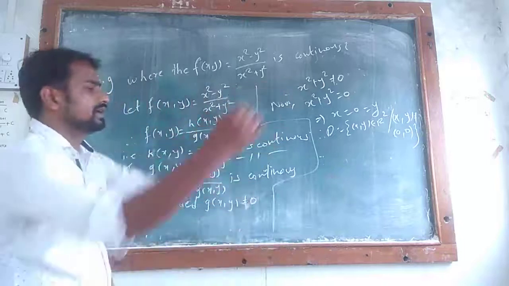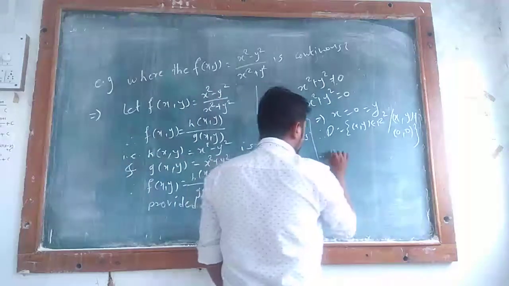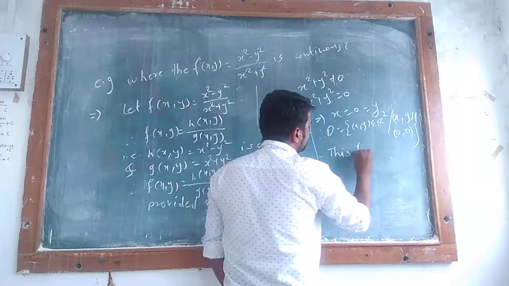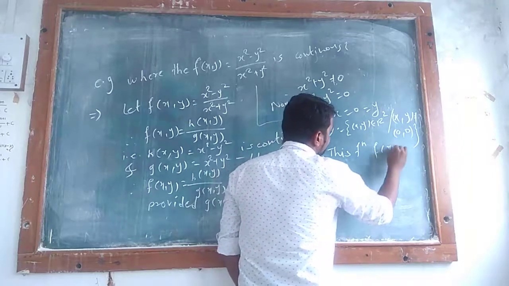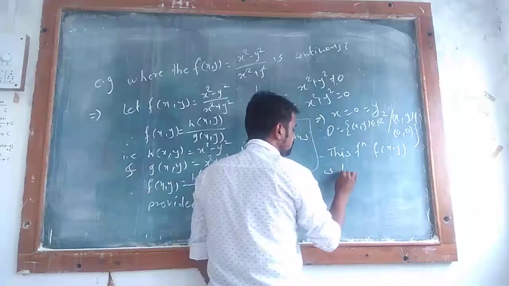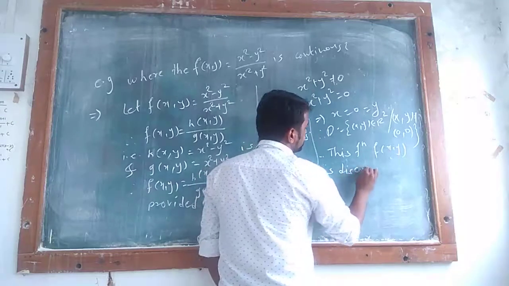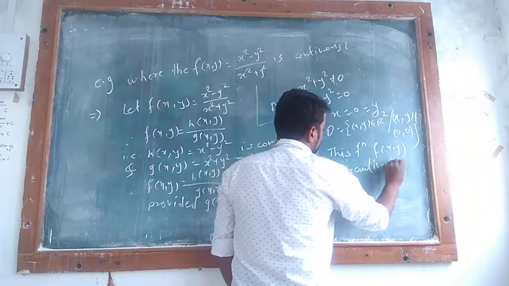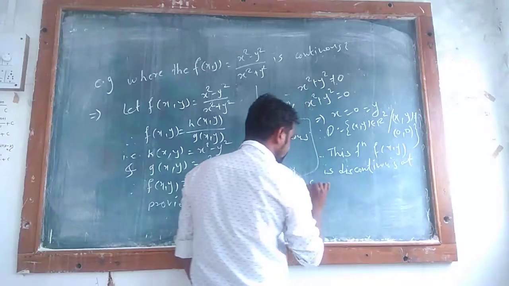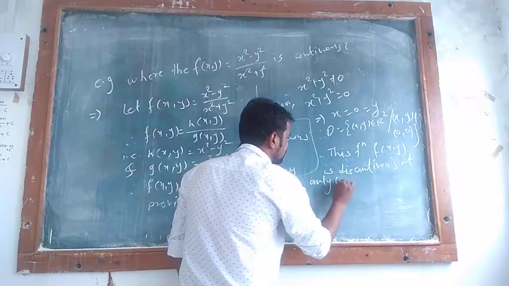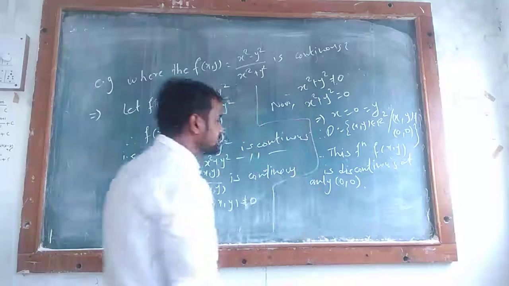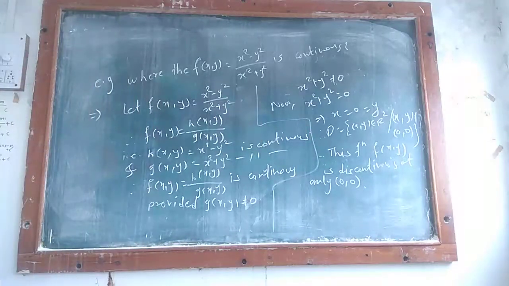This gives another answer: this function f of xy is discontinuous at only the point 0. This function is discontinuous at only the point 0. Okay.